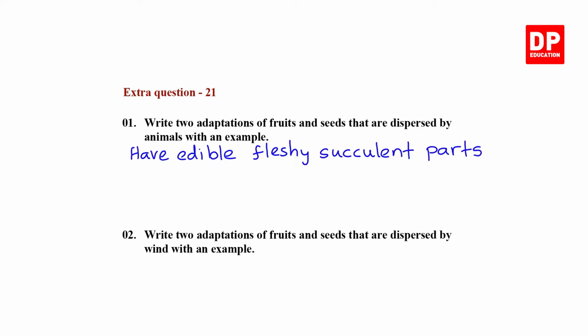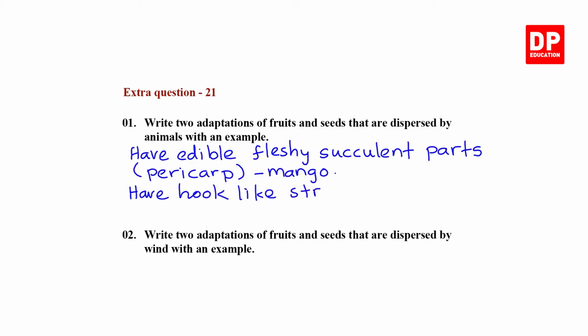So that is mainly the pericarp. What is that? Example, mango. Then we can say they have hook-like structures. Hook-like structures. For that example, Nagadharana.